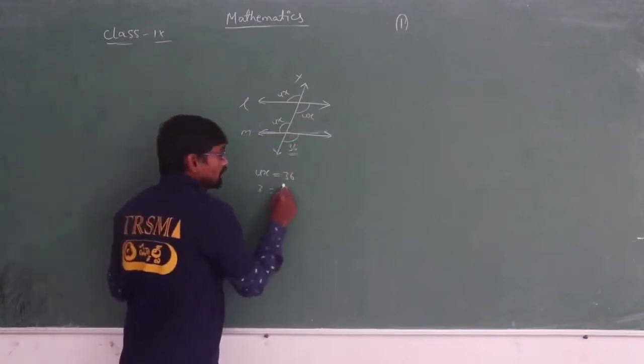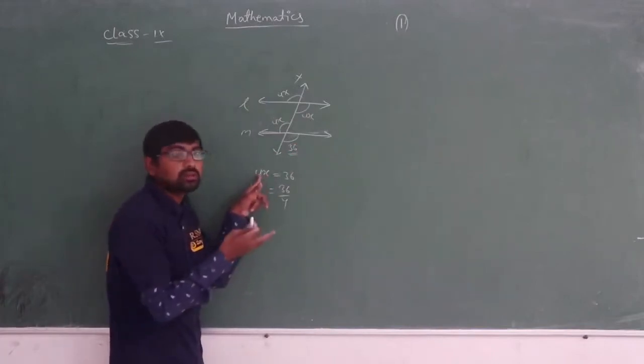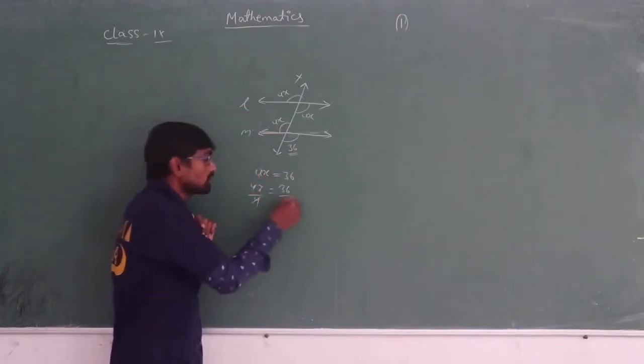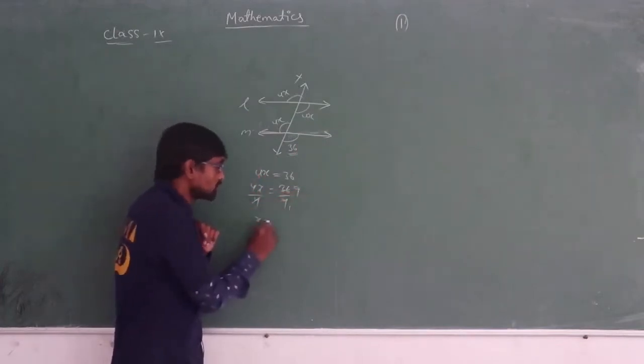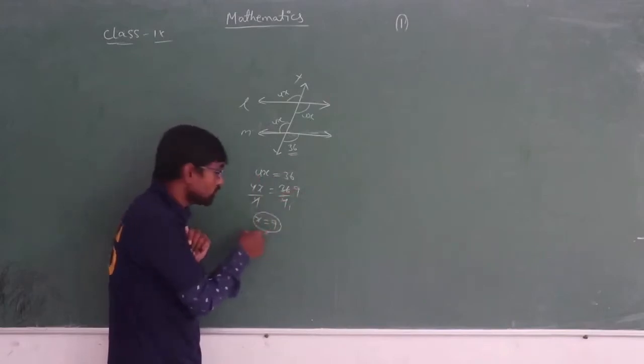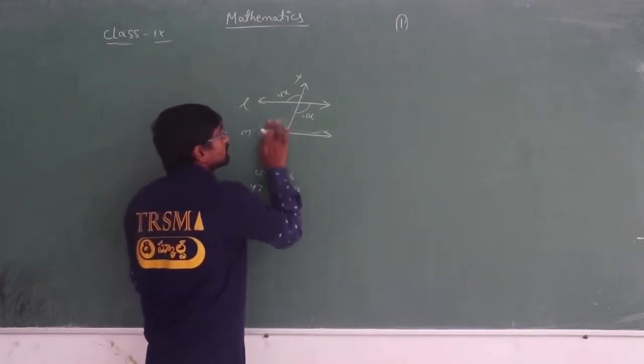So x is equal to 36 divided by 4. To remove this, as it is multiplying, I have to divide by 4. 4 ones are 4, 4 nines are 36. So x is equal to 9. Isn't it? The value of x is 9, instead of taking 36 here.